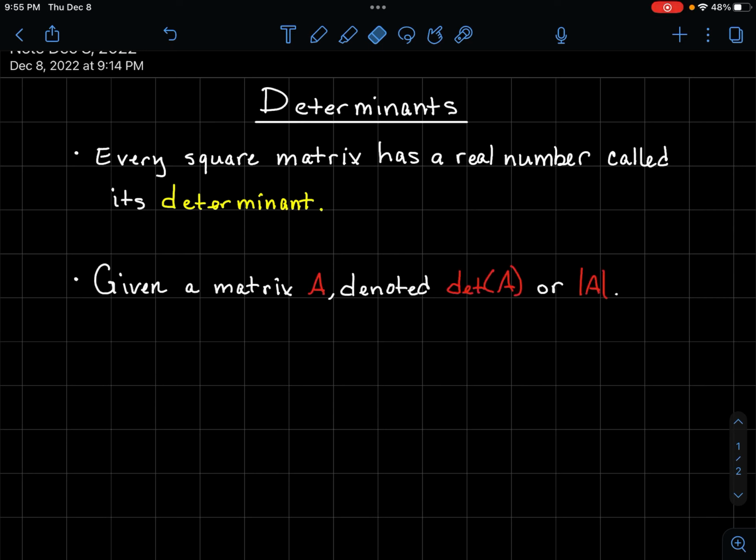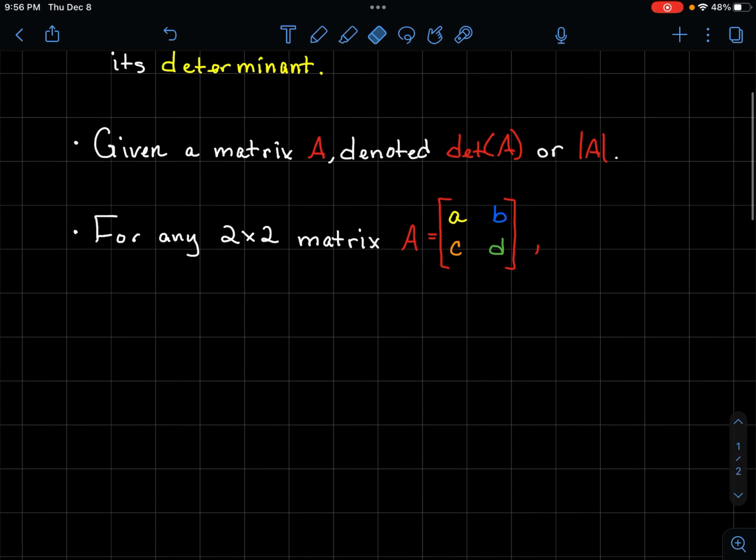Given a matrix A, the notation that we use for determinants is either labeled with DET, parentheses with the matrix label in it, here we get A, or we'll use the symbols that we usually see as absolute value. This is going to denote what a determinant is in matrix notation. So you'll see the absolute value bars for this.